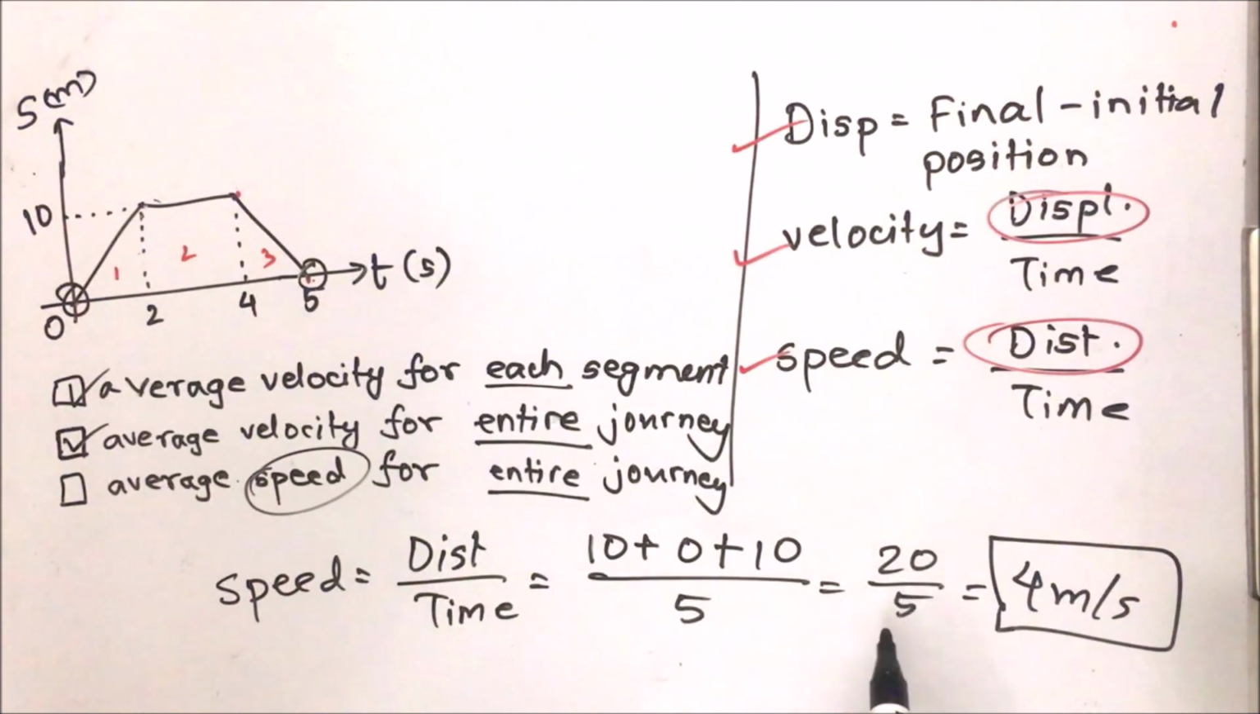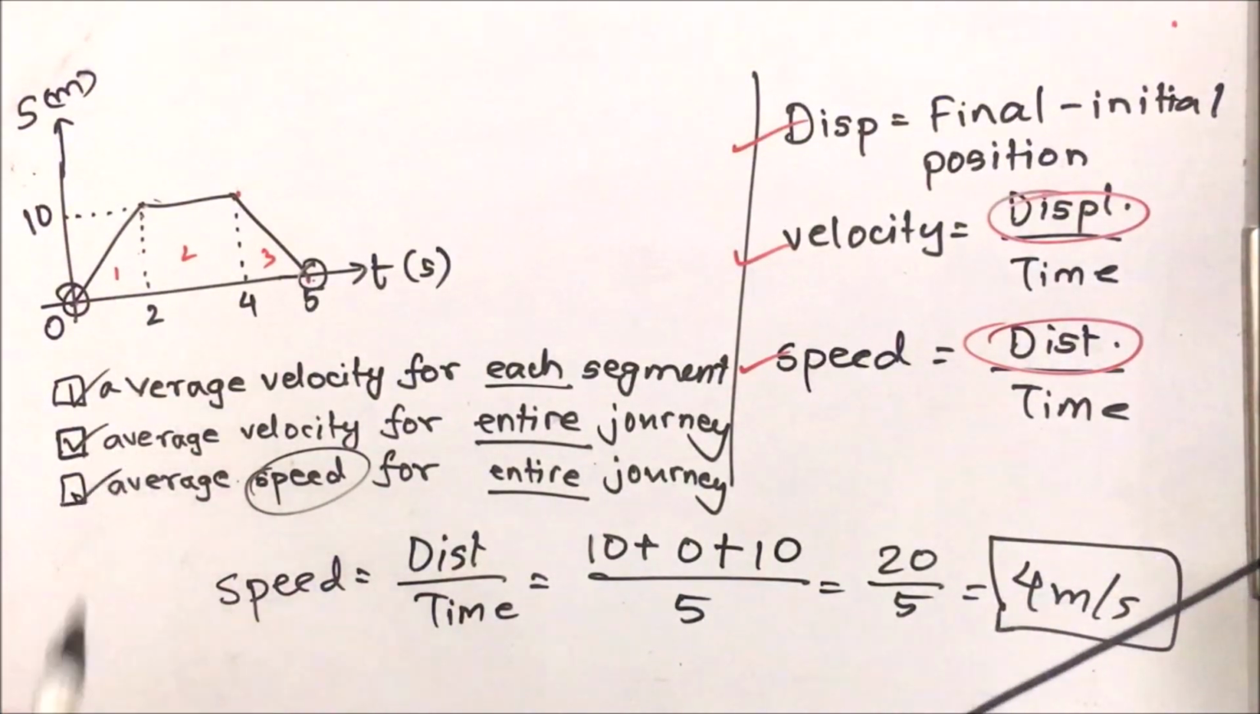10 plus 10, 20 by 5, 4 meters per second. This 5 is the total time, 0 to 5 seconds, 5, 4 meters per second. And with that, we are done with the final part of our sum.